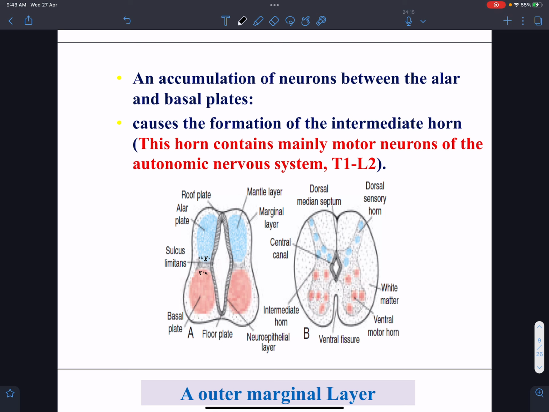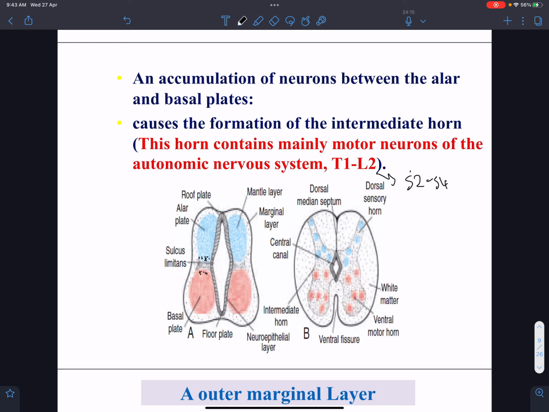And what does this horn consist of? Motor neurons of the autonomic nervous system. Between T1 and L2 it is composed of sympathetic neurons. There is also a parasympathetic horn between S2 and S4. Okay, just know that this horn consists of autonomic motor neurons: between T1 and L2 for the sympathetic, between S2 and S4 for the parasympathetic.